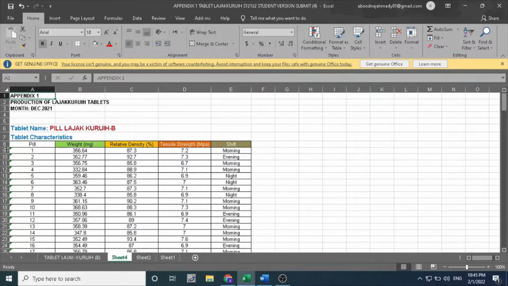So in total, we took 200 bills as samples, and the samples are taken from three shifts: the morning shift, the evening shift, and the night shift. The samples are tested in three categories: the weight, the relative density, and the tensile strength.